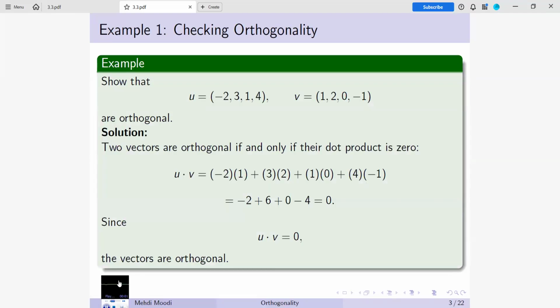To test orthogonality, compute the dot product. If the answer is 0, congratulations, the vectors are perpendicular and emotionally unavailable.